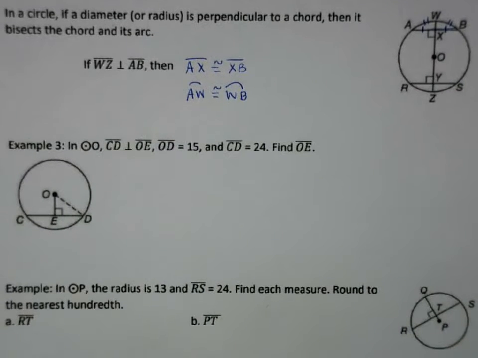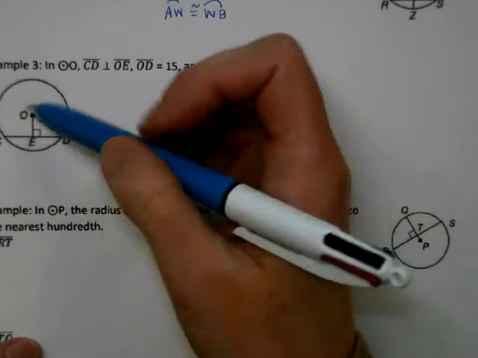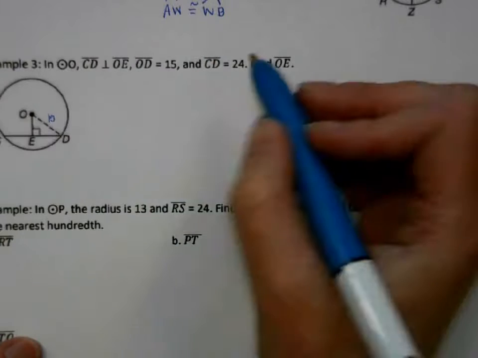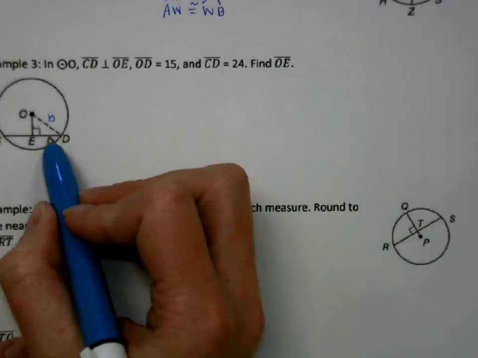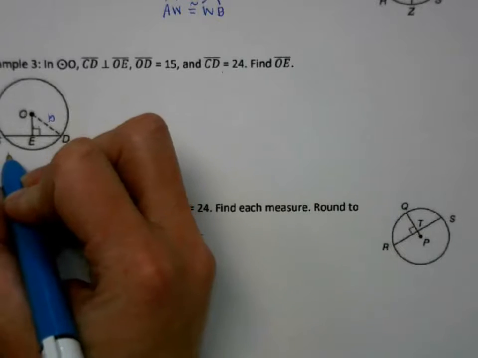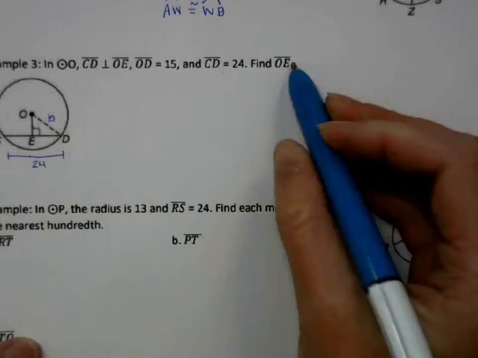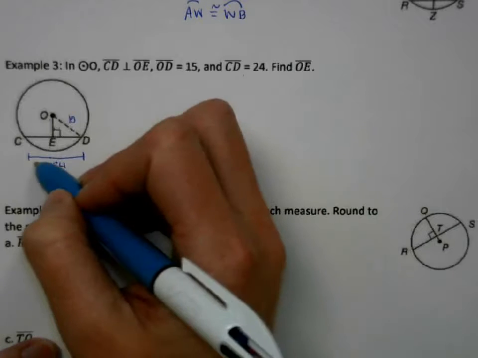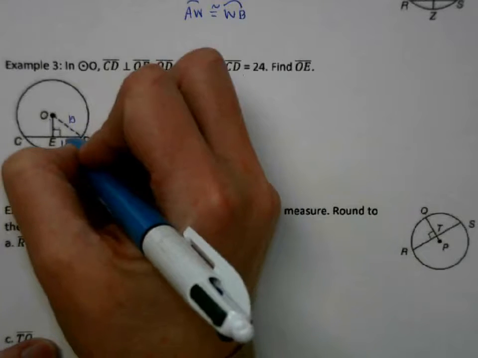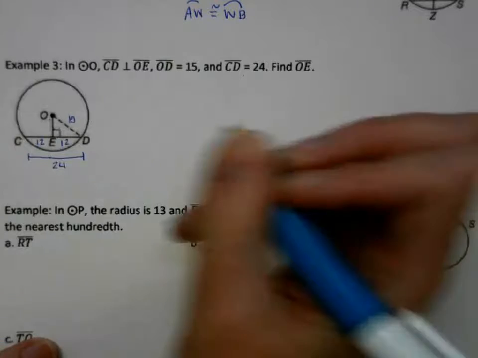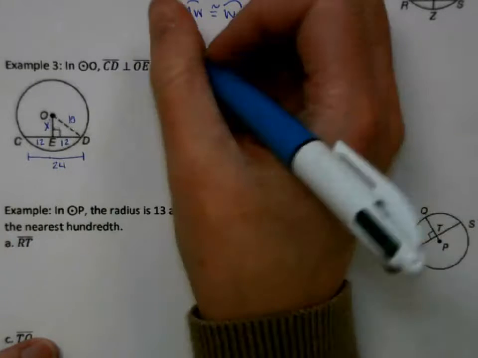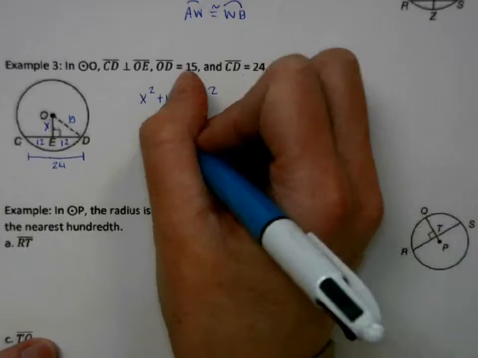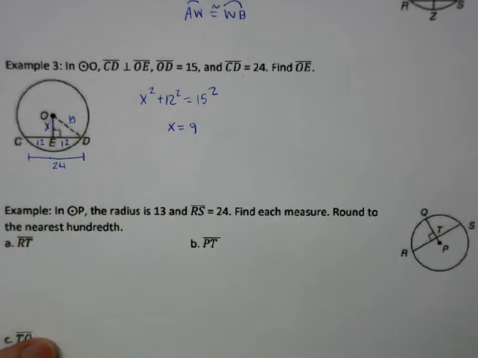So let's use this in a problem. So if this is perpendicular, OD is 15, CD, this whole thing is 24. Find OE. Well, you can kind of tell we have a little right triangle. If this is 24 and this is perpendicular, then each of these segments are 12. So then to find OE, I'm just going to do the Pythagorean theorem. So when we solve all this down, you will get x is equal to 9.